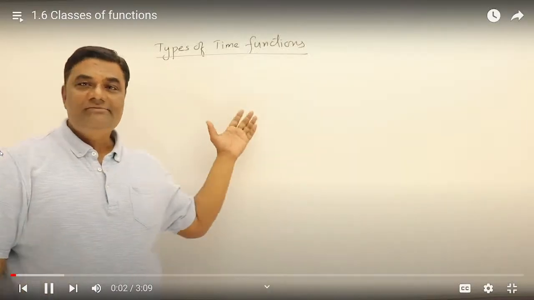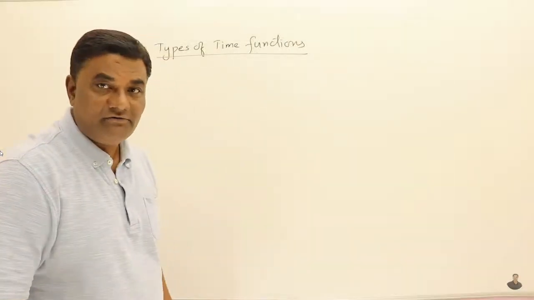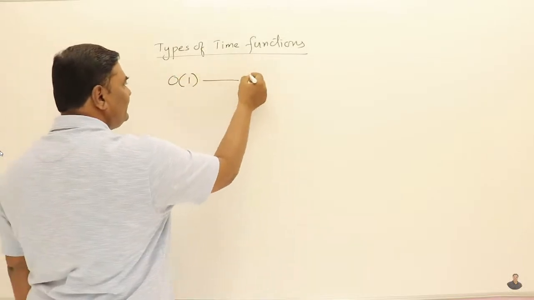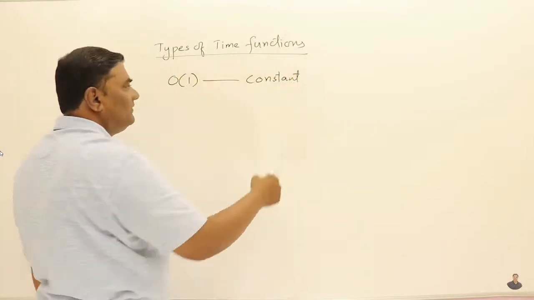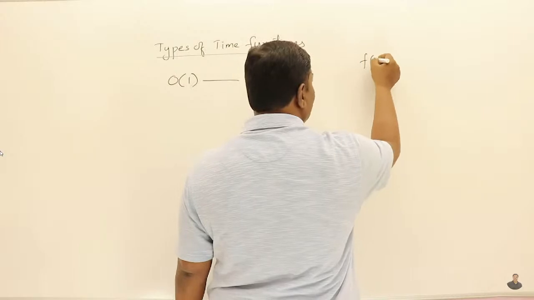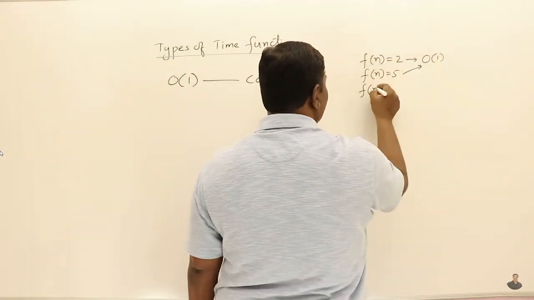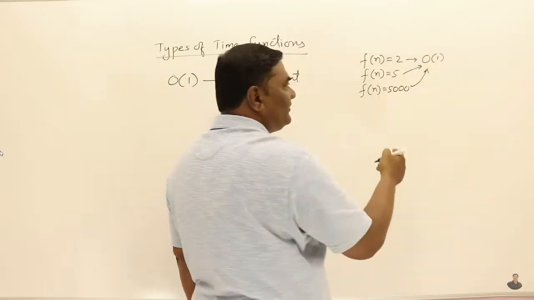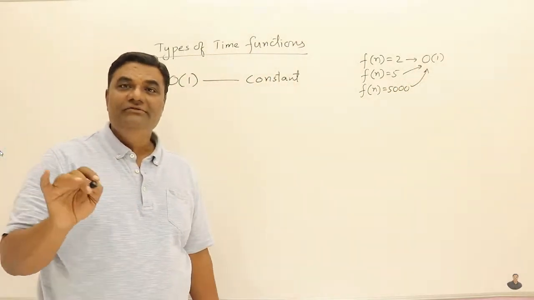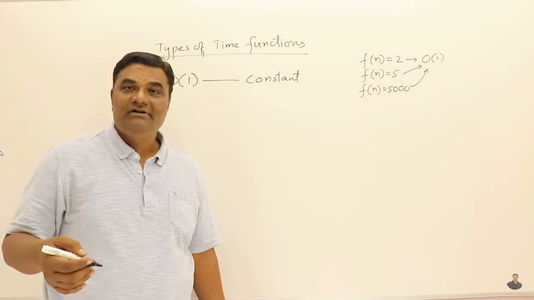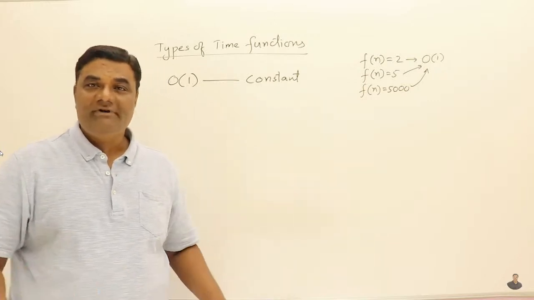Now next, let us look at the types of time functions that we have got, the time complexities that we have obtained so far. We have got the time complexity as order of 1. So this we call constant. If the time complexity of any algorithm is 2, then it is constant. If it is 5, then also it's constant. If it is 5,000, then also it is constant. So actually, that doesn't mean the value. That is showing that the value is constant type. It's not dependent on the size of the input. It's not order of n. n is the size of the input, so it's not dependent on n.